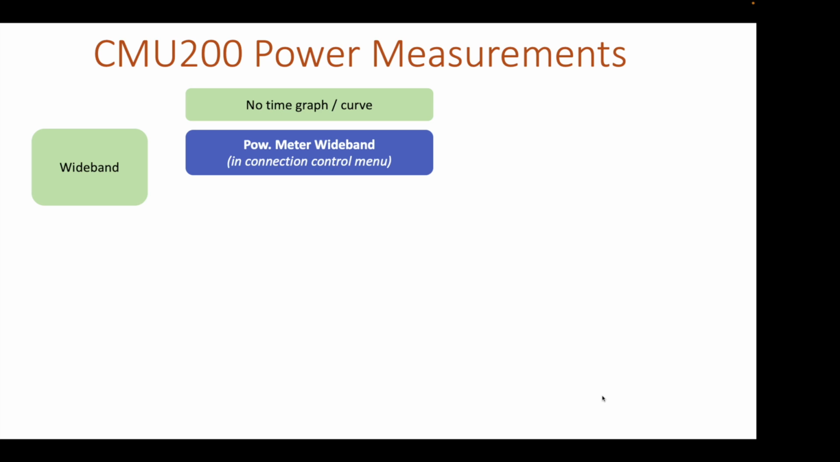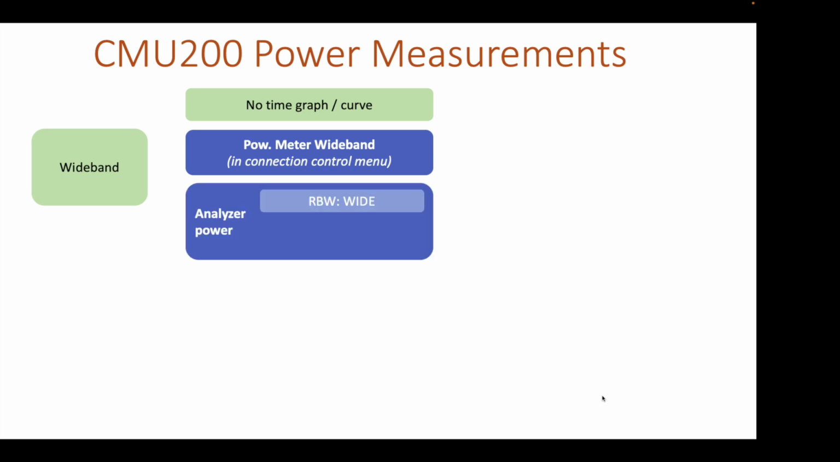Then we have a second part in the device where we find the power meter, and this part is called the power analyzer. It has its own menu here. Now, if we're in the power analyzer and we configure the resolution bandwidth as being wide, then we get exactly the same power meter as we had in the previous block, with some small difference in terms of the resolution of the measurements that are being shown on the screen.